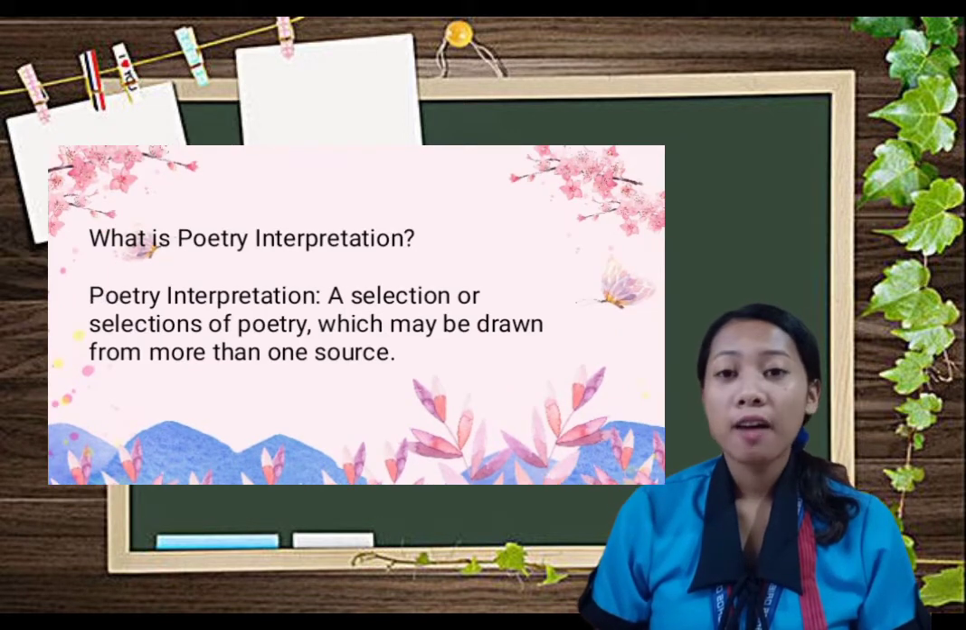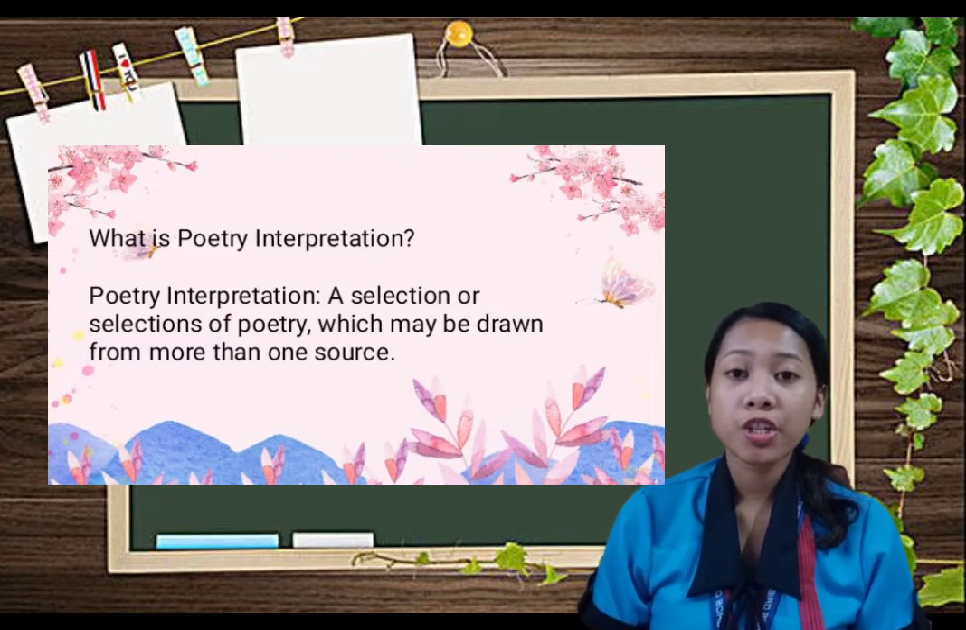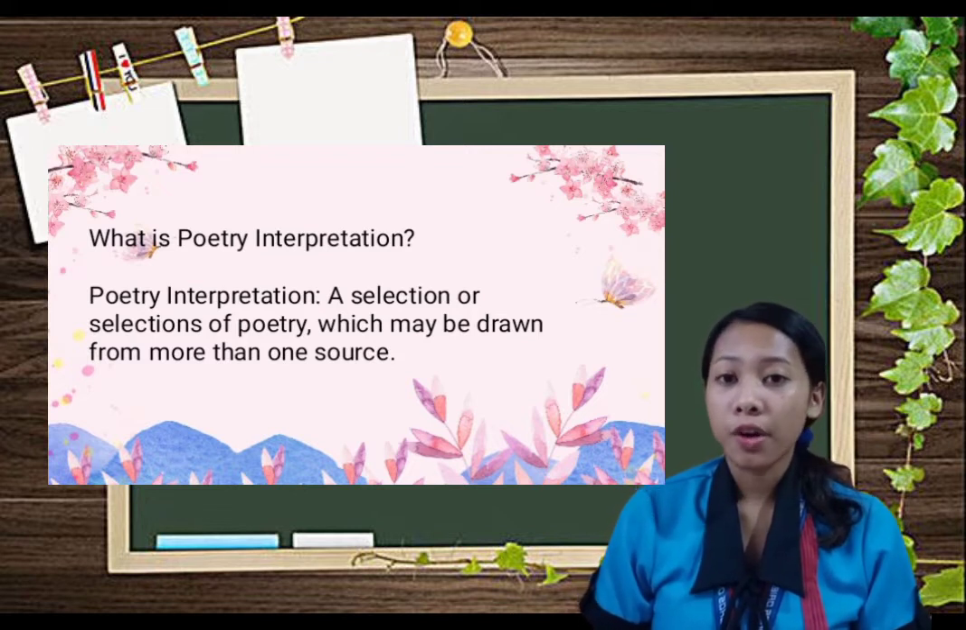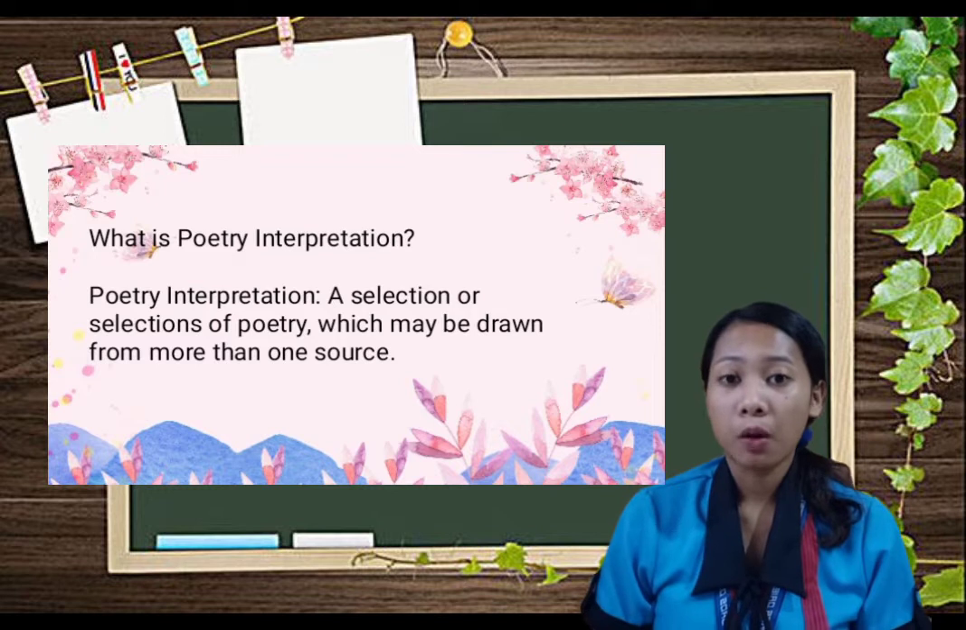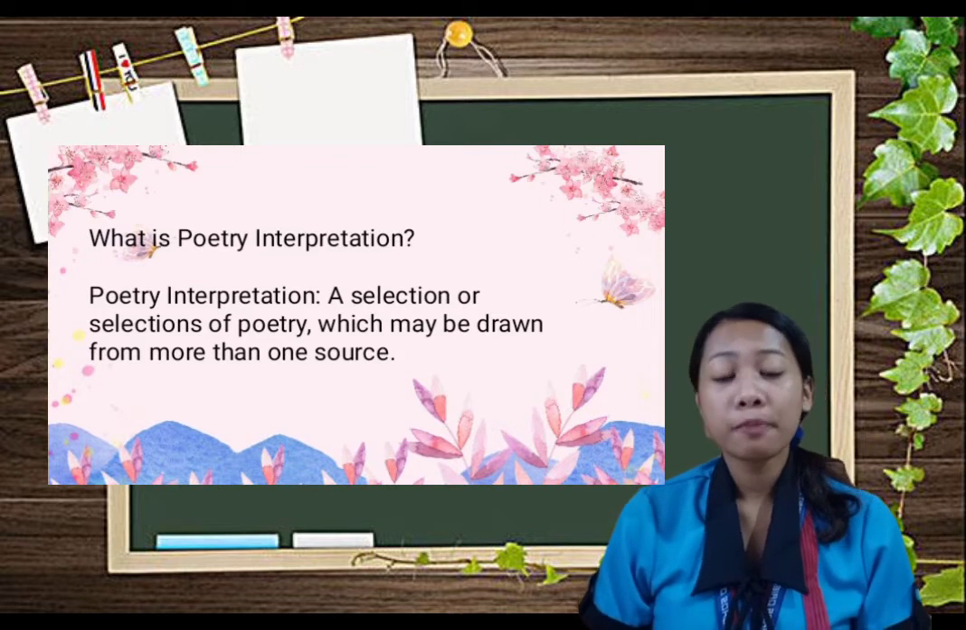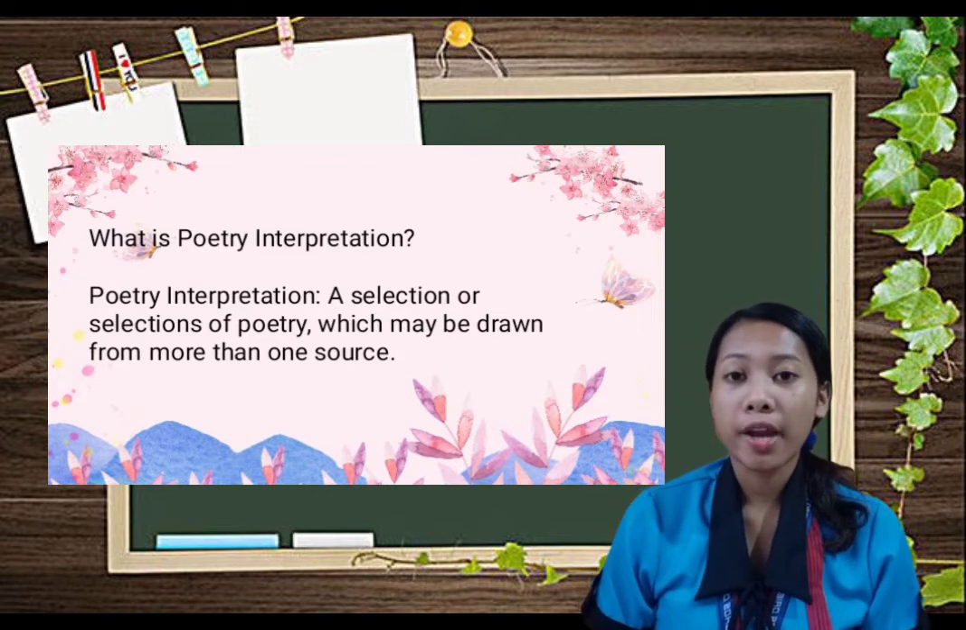Next, what is poetry interpretation? Poetry interpretation is a selection or selections of poetry which may be drawn from more than one source. So, a primary focus of this event should be on the development of language. Play cuttings and prose work are prohibited, and the use of manuscript is also required.